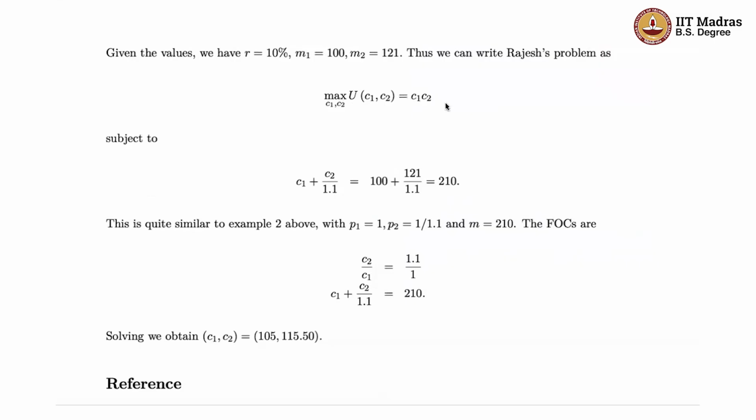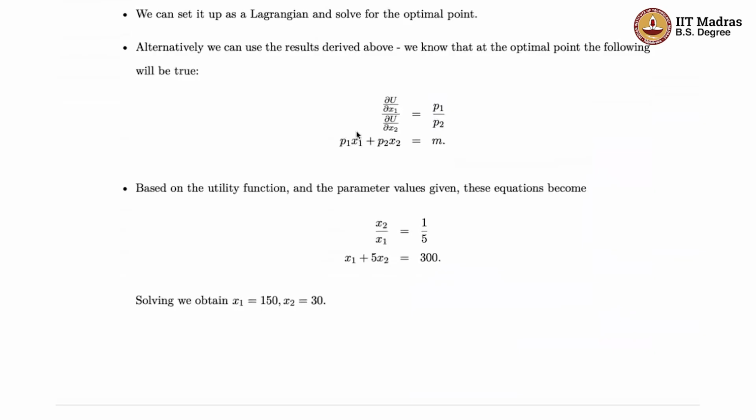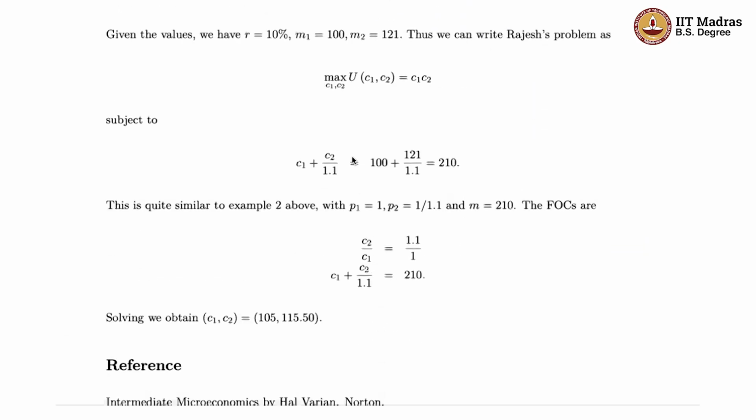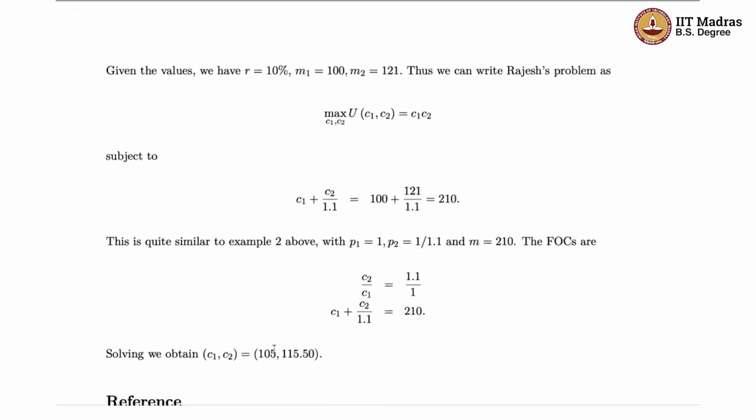Now, mechanically, this is exactly the same as before, right? So you again have the first order conditions, which are these, and you can just plug in. So del U del C1, that's C2, and del U del C2, that's C1. You have got P1 by P2. So therefore that becomes 1 divided by 1 by 1.1, so that's 1.1. And you have got the budget constraint, which is this expression that you see here. Now if you solve this, again two equations in two unknowns, you can see that C1 comma C2 is going to take the value 105 comma 115.50, right?